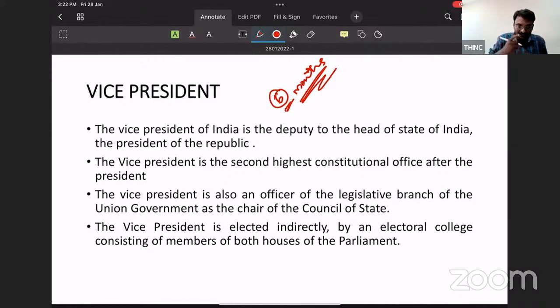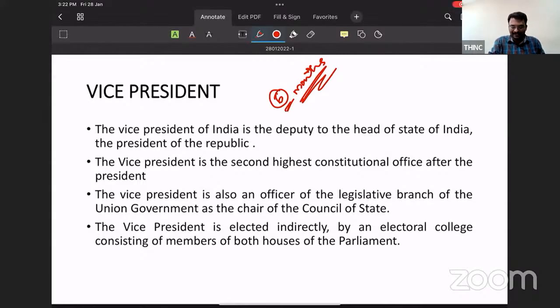Another similarity with the US Constitution or the Constitutional Assembly is that he is the head of the Council of States. It's the same in the US and the same in India. So in India, he is the ex-officio chairman of the Rajya Sabha, that's the Council of States. And he is elected among the members of both Rajya Sabha and Lok Sabha.